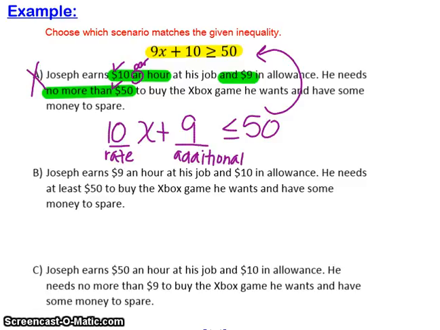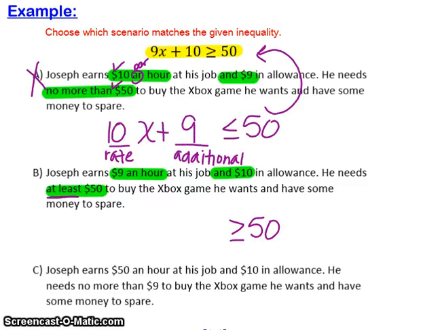Letter B says Joseph earns $9 an hour at his job and $10 in allowance. He needs at least $50 to buy the Xbox game he wants and has some money to spare. So $9 an hour I need to highlight, and $10, and at least $50. Now I have to write the inequality. So I always start with my total, which is 50. My biggest number is always my total. And then the words at least. Well, if I look at my words from yesterday in my notebook, the words at least tell me that I can get more than 50. So I need a greater than. But I also could just get 50, so I need a greater than or equal to.